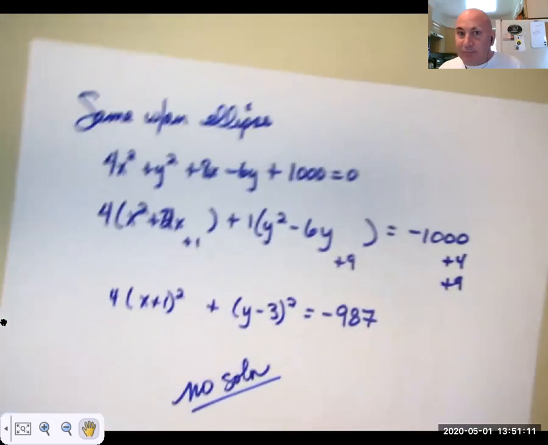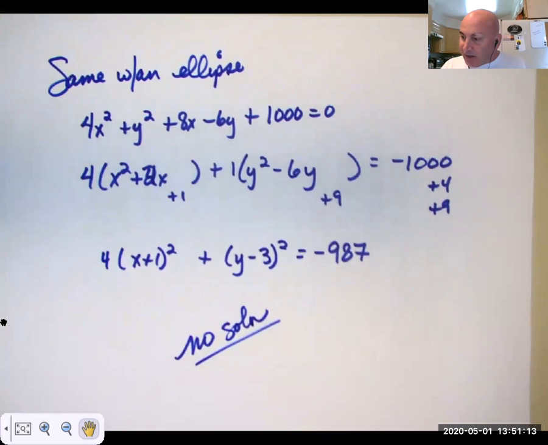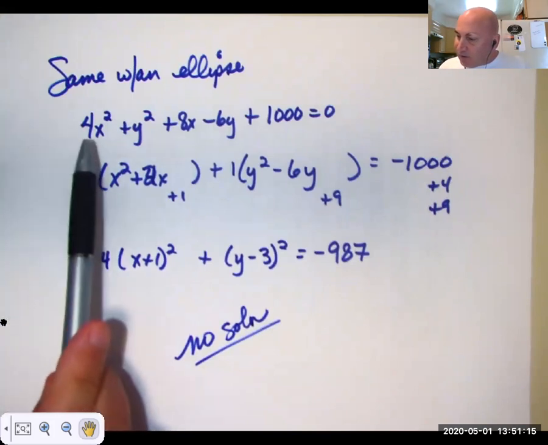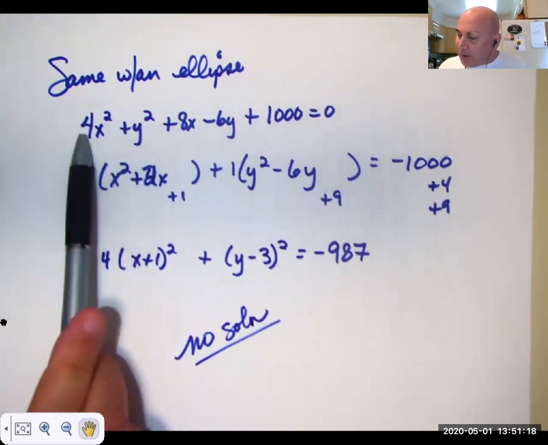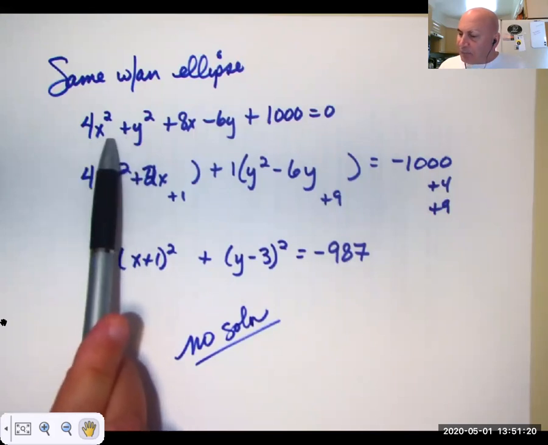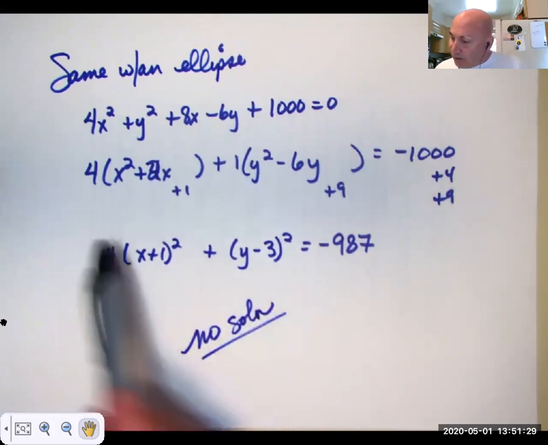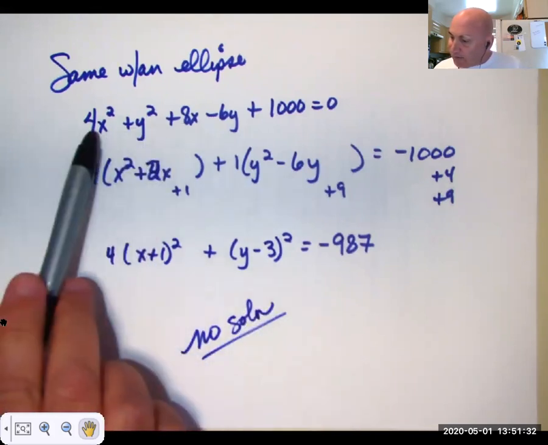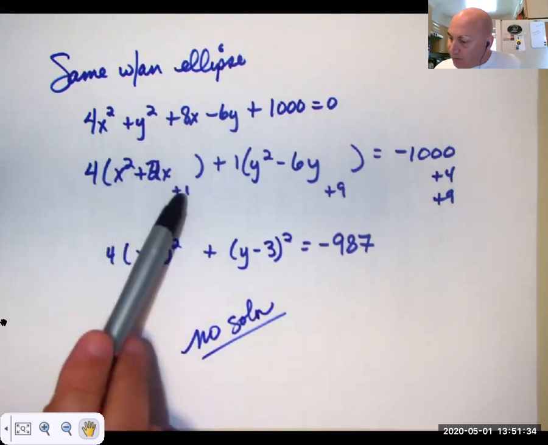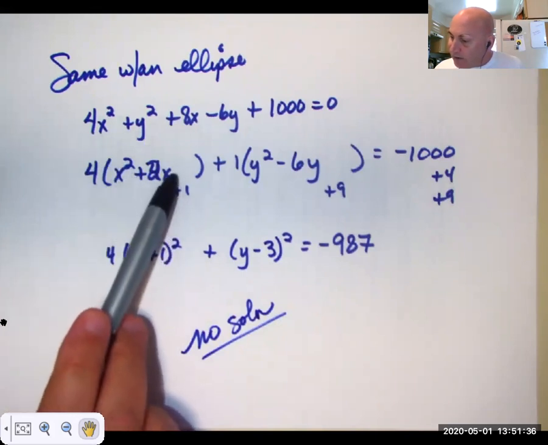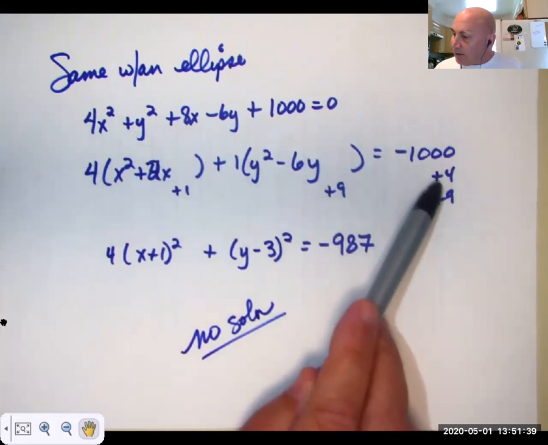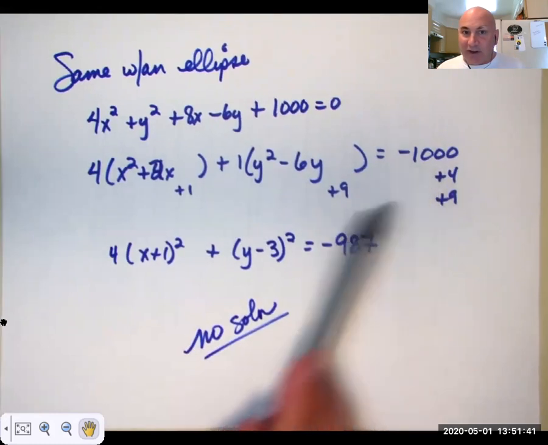Same with an ellipse. Like here, you might look at this equation and go, okay, that's x squared plus y squared. They're the same sign, different values. So it's automatically an ellipse. Not so fast. If we complete the square, we group the x's together, factor out the 4, complete the square, we're adding 1 in here times 4. So I have to add a 1 times 4 over here.